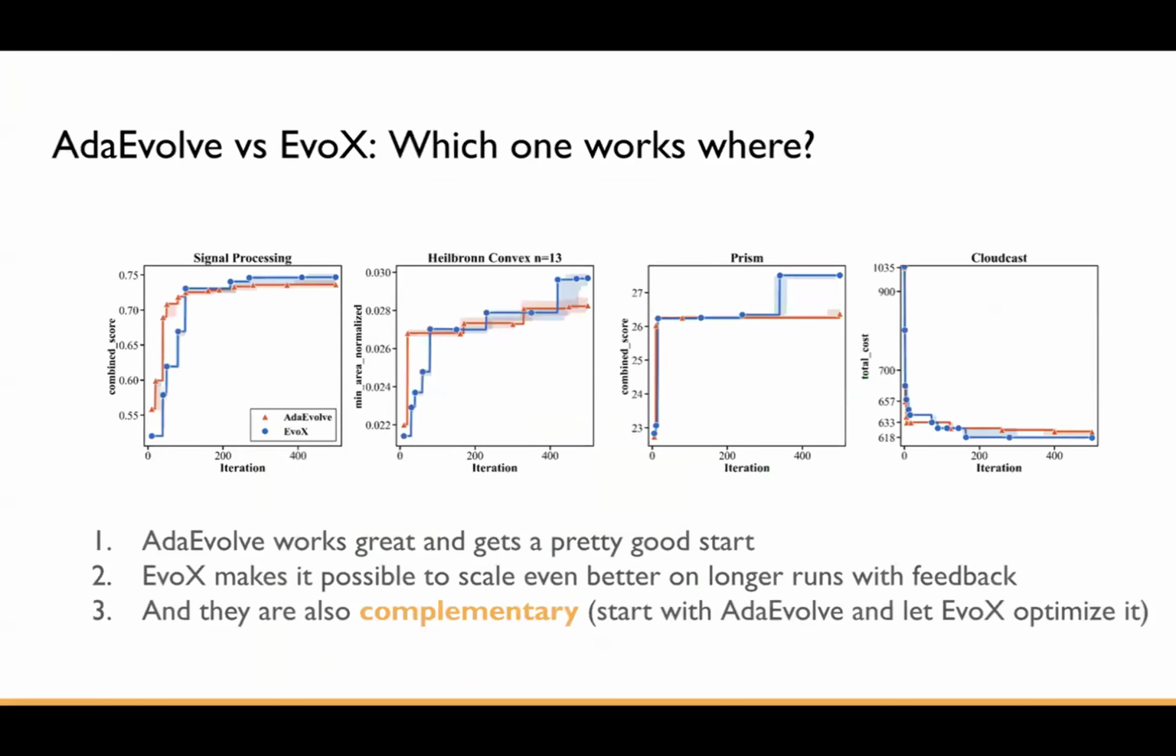Now, one quick thing that we also wanted to see was how these two algorithms fit together. Because we know that Ada Evolve is more like a sophisticated search, it gives you a very good start. That is how it works well. And EvoX is something that is more about learning from feedback, so it takes somewhat more iterations to scale better. But one thing that we found pretty exciting was that if you start with Ada Evolve and then you let EvoX evolve on top of Ada Evolve, it can beat the performance of both of them individually. So they are pretty much complementary in that aspect.